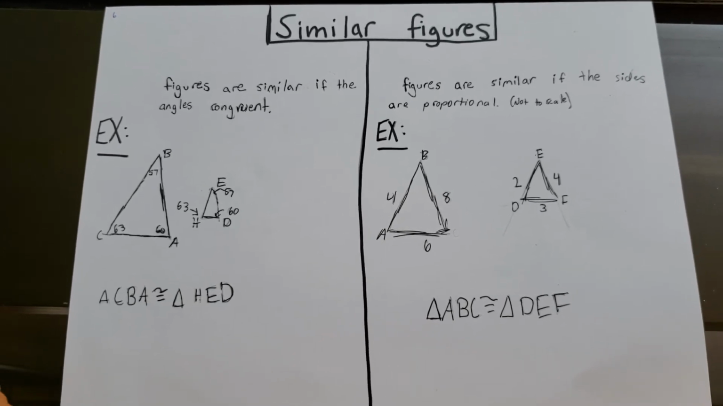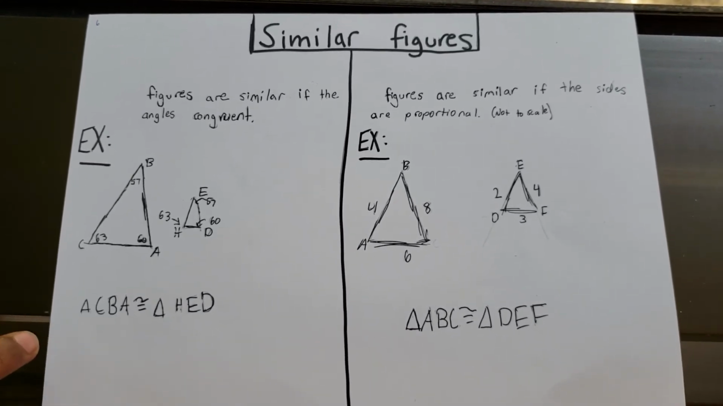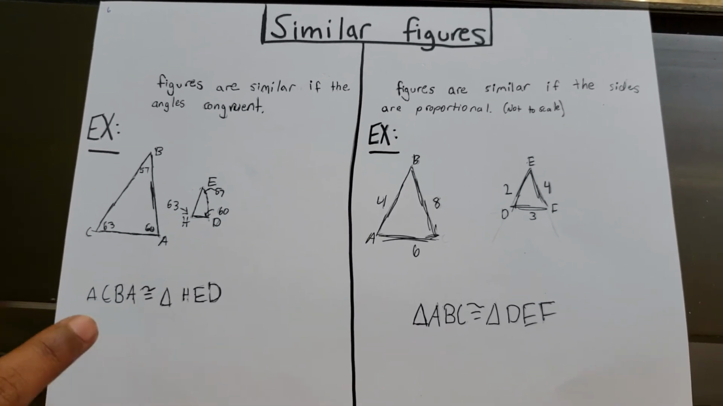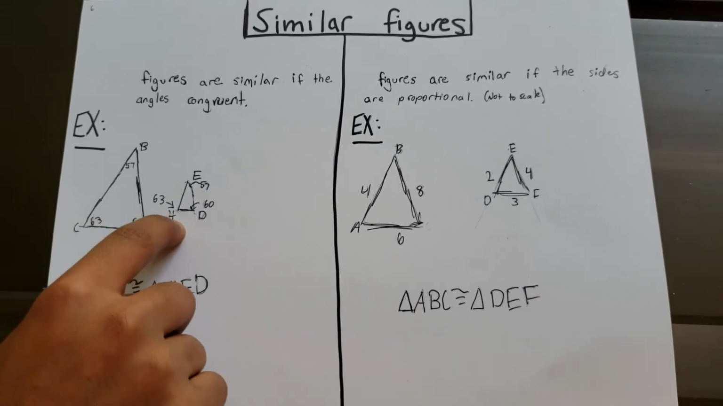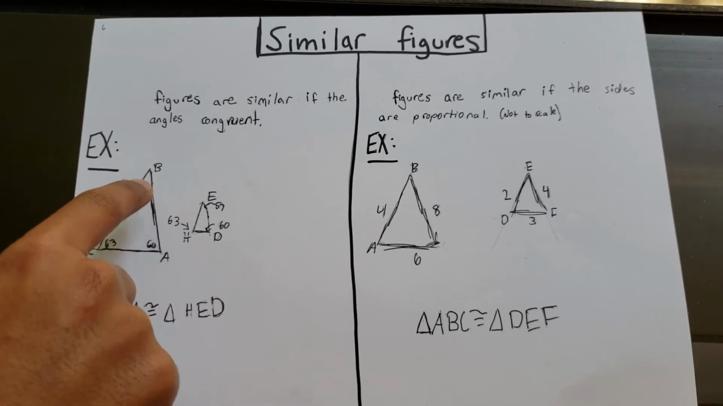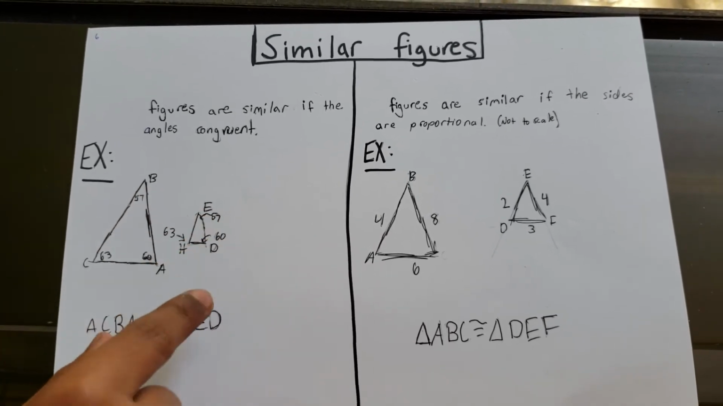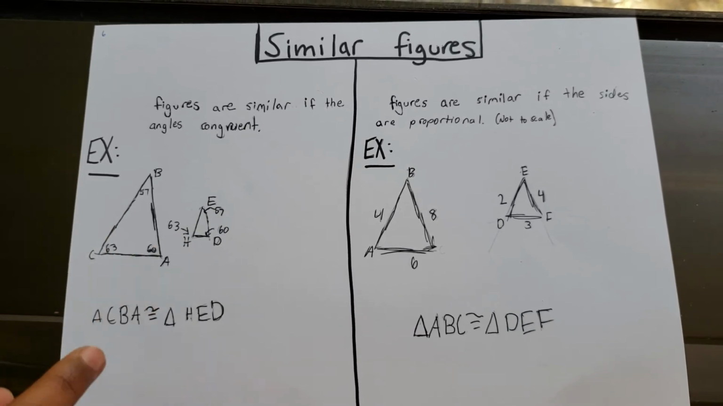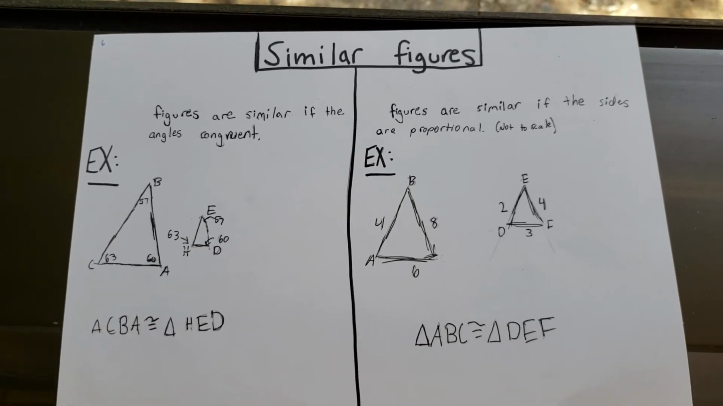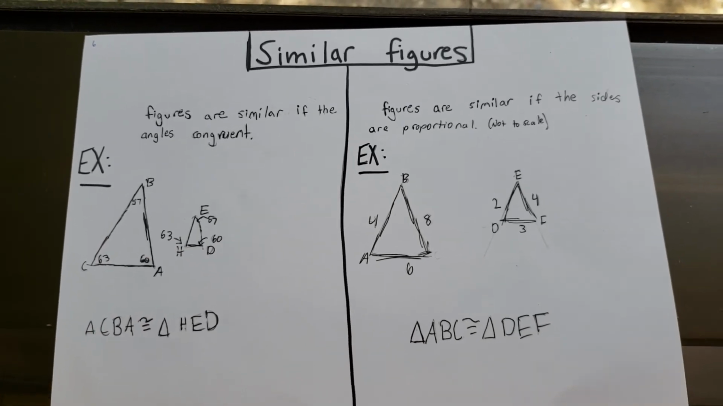Now let's look at some of the examples. Here we know triangle CBA is similar to HED, because if you look here, angle C is equal to angle H, and angle B is equal to angle E. Thus we can come to the conclusion that angle A and angle D are congruent. Thus we know those shapes are similar.